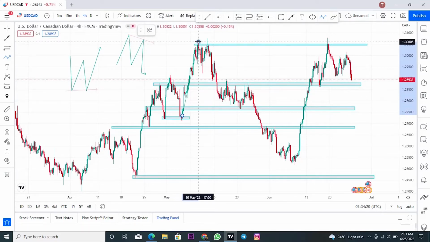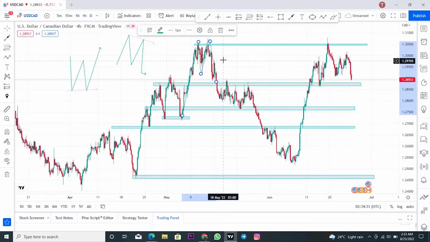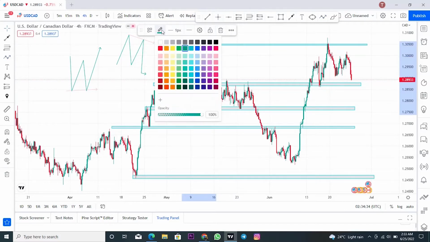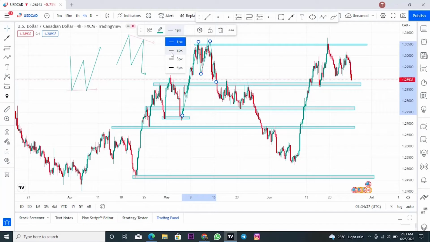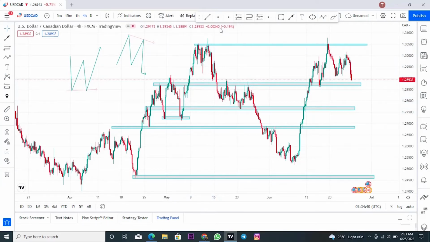As you can see, when price moved impulsively from this side, crossing all the zones, you can see price touched here for the first time, came back and touched here for the second time, and now moved to the downside. So this gives you a clear indication that anytime price creates a sort of double top, it indicates a bearish movement.